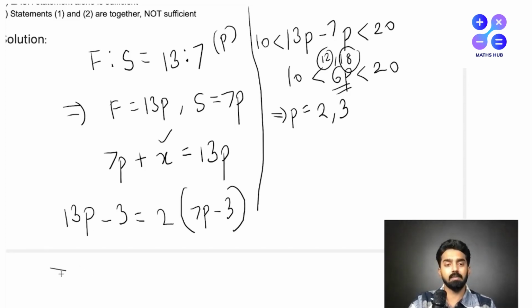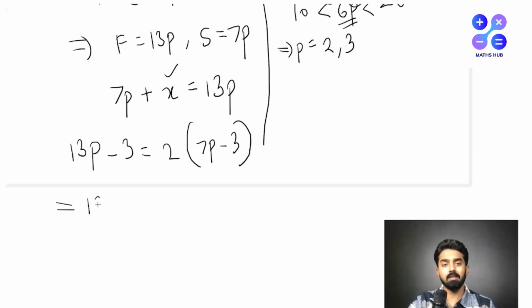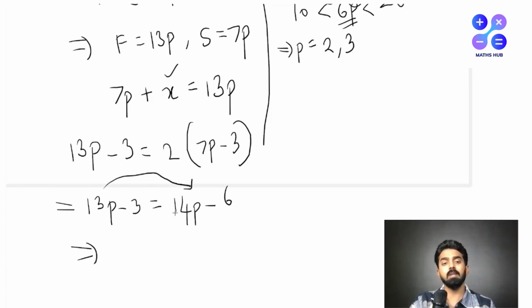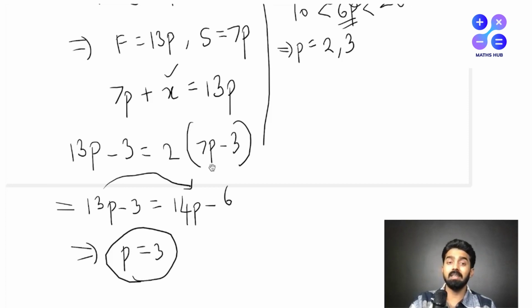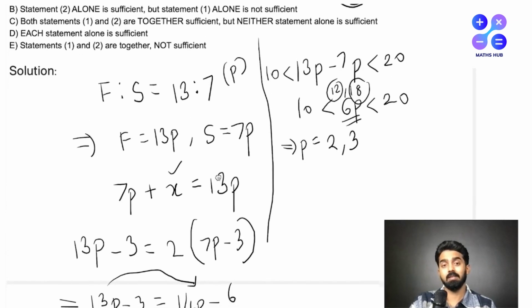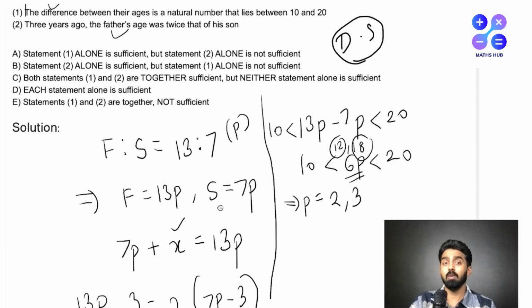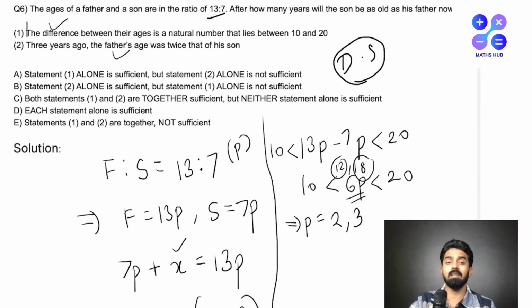So what does this give us? This gives us 13P minus 3 equals 14P minus 6. So if you take this to that side, that's minus 13 and plus 6, right? So P equals 3. Hope you got that. So from this statement, we did get P is exactly equal to 3. So statement 2 alone was sufficient for us. We didn't even need the first statement, right?